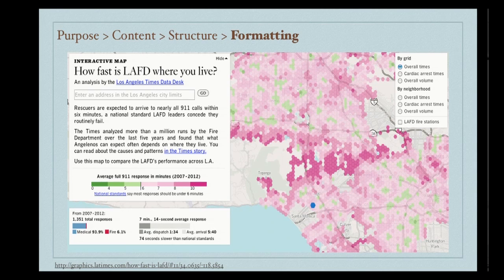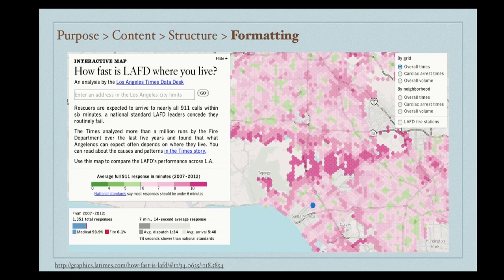And so I've clicked on one little hex there. There's that blue dot sort of in the bottom center. And so what we're looking at, just to the left at the bottom there, is the total number of responses, 1,300 responses, mostly medical, a few fire, and the average response time, 7 minutes. Now, the national standard is 6 minutes, and so anything that's under 6 minutes on this map is in green. Any of those little neighborhoods, those little hexes, are in green. And anything that's over 6 minutes is in red, pink.